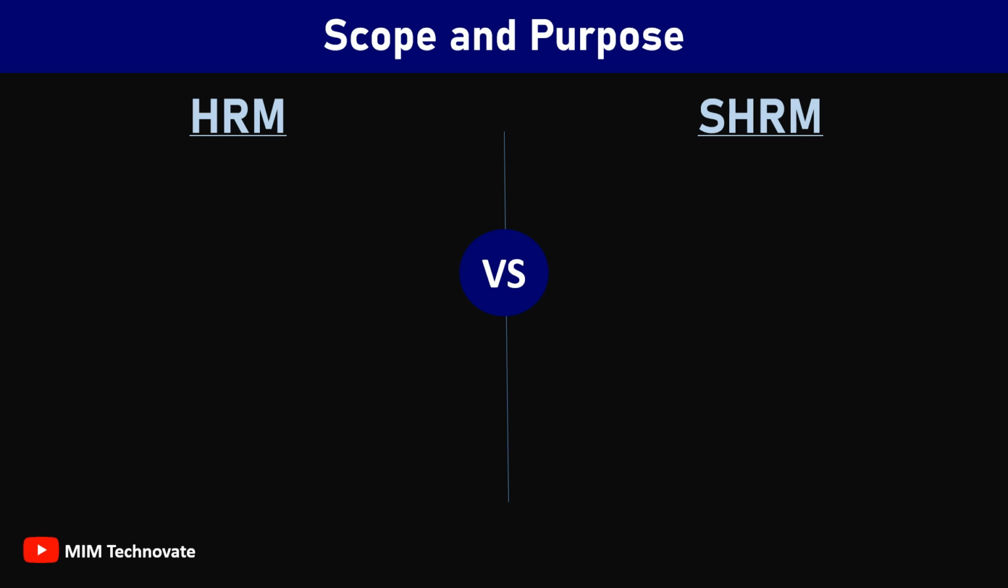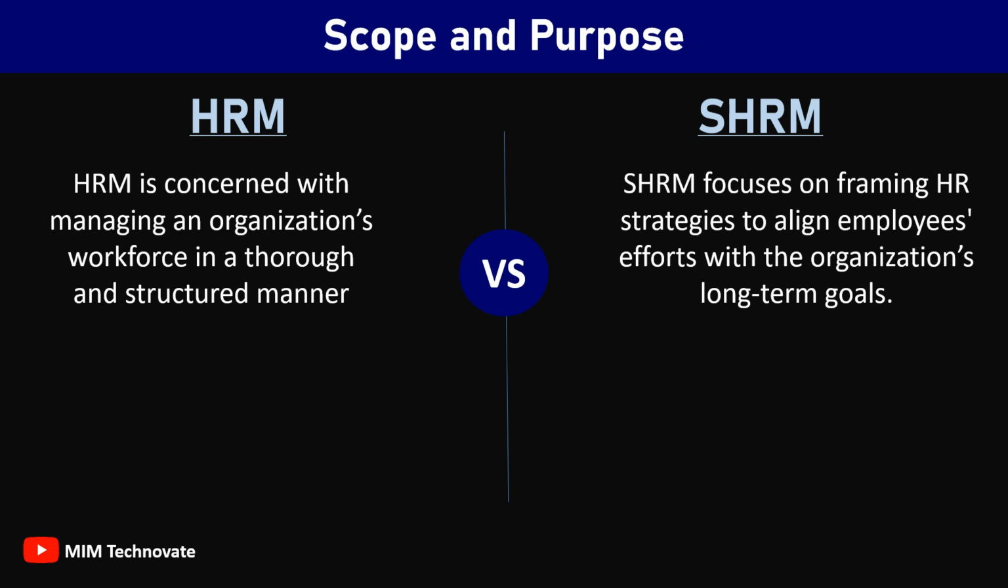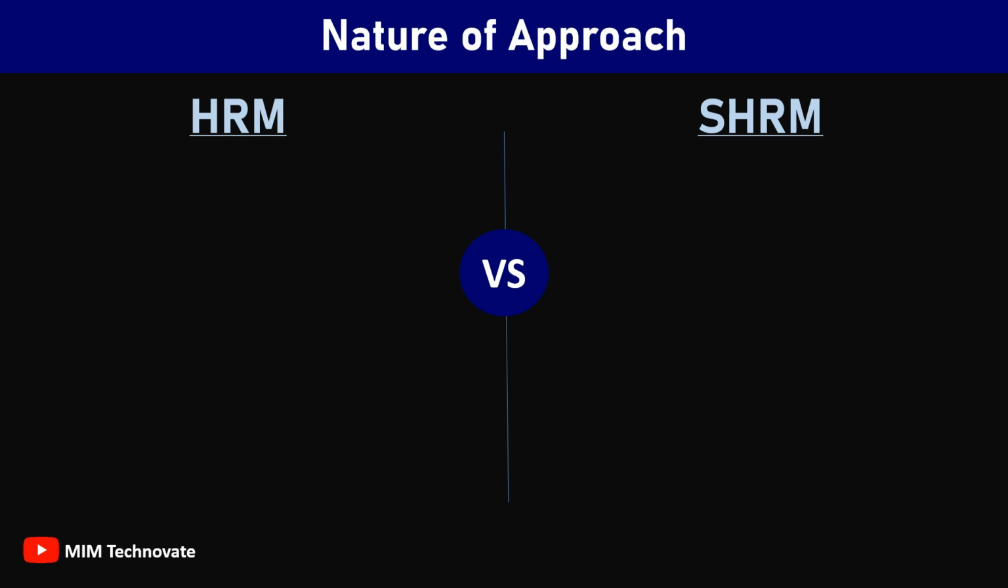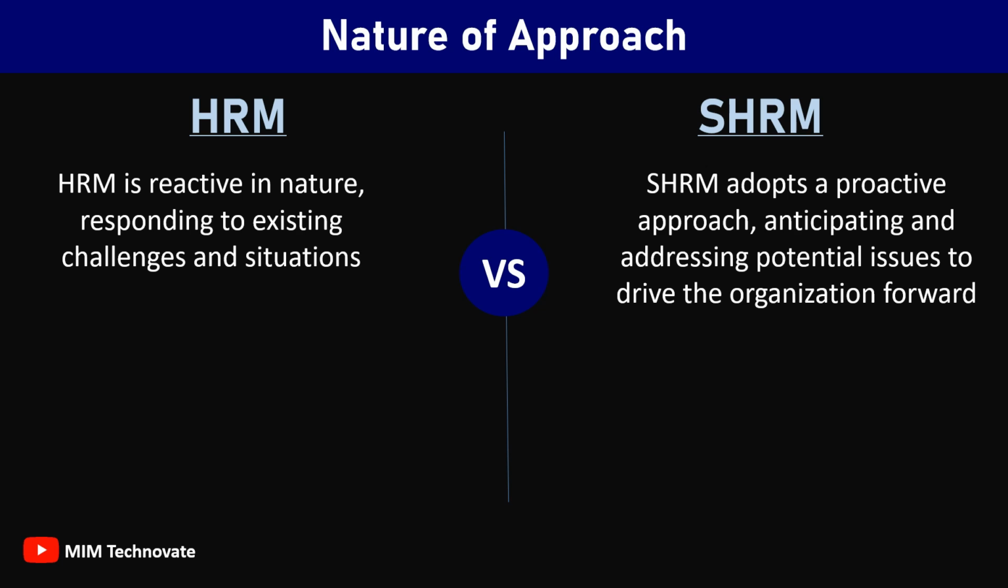Scope and purpose. HRM is concerned with managing an organization's workforce in a thorough and structured manner. However, SHRM focuses on framing HR strategies to align employees' efforts with the organization's long-term goals. Nature of approach. HRM is reactive in nature, responding to existing challenges and situations. Whereas SHRM adopts a proactive approach, anticipating and addressing potential issues to drive the organization forward.